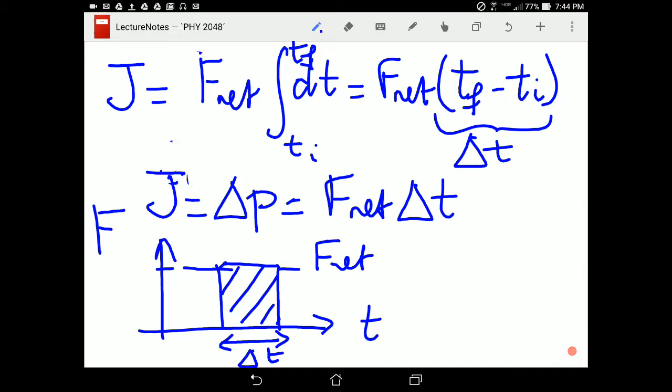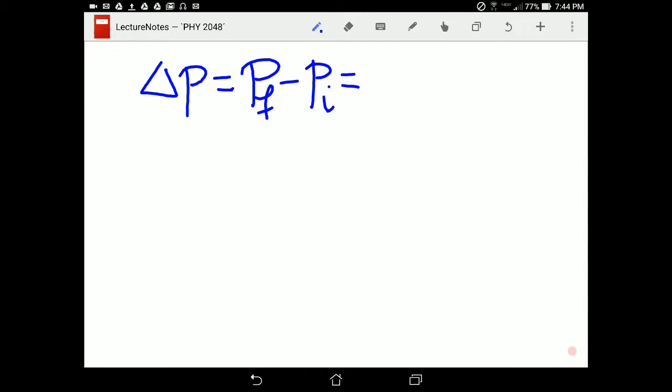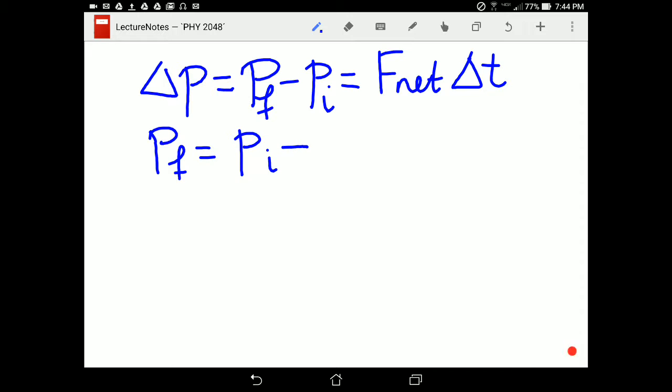One of the things we could do with this, remembering that delta p stands for the final momentum minus the initial momentum, and the right-hand side being the net force times delta t, where delta t is the amount of time the force was applied for, is solve for the final momentum by adding to the initial momentum whatever the net force is, multiplied by delta t.